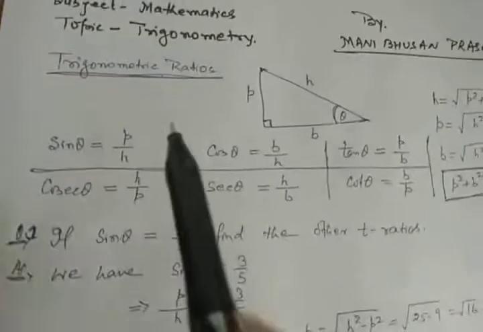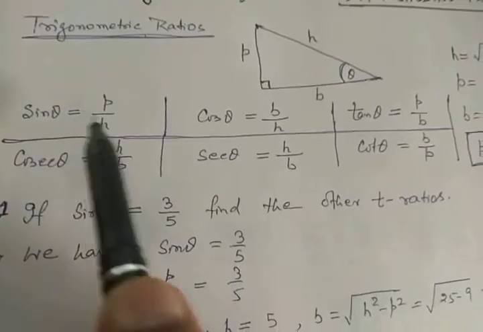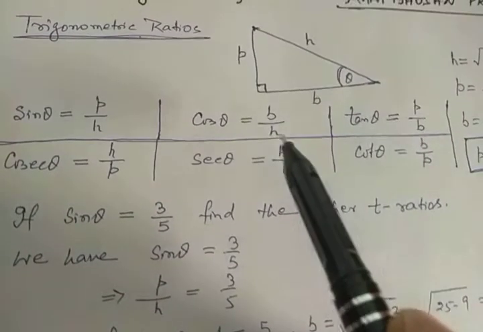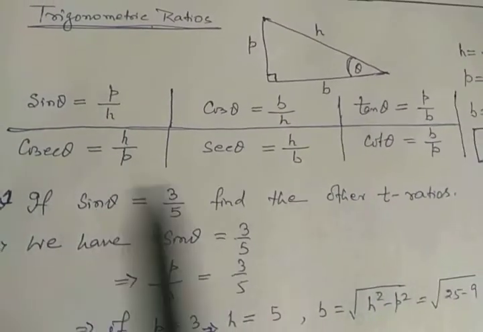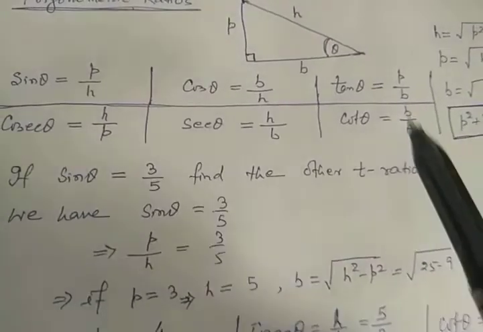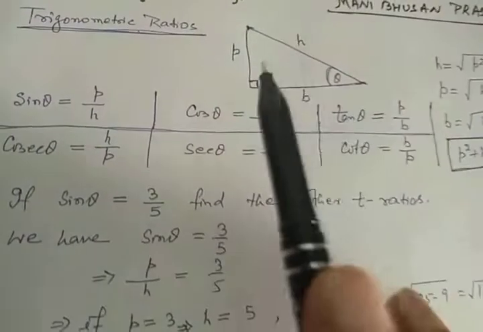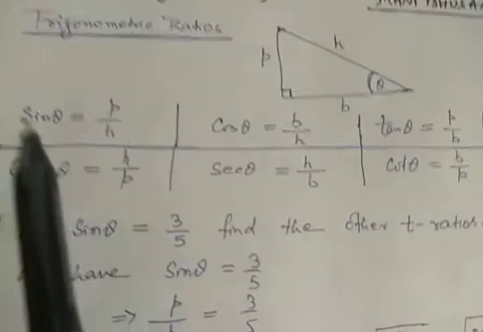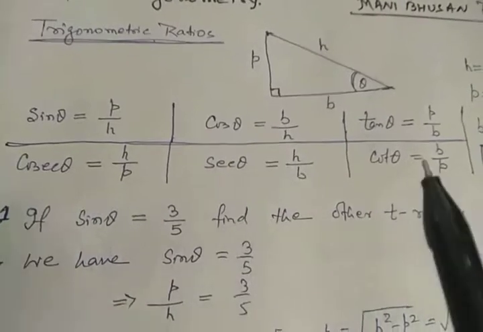Now we define the trigonometric ratios. The ratio of perpendicular and hypotenuse is defined as sine of that angle. It is called sine theta. In the same way, cos theta is B by H, tan theta is P by B, cosec theta is H by P, sec theta is H by B, whereas cot theta is B by P. So there are 6 possible ratios out of these 3 sides P, B and H. What are they? Sin theta, cos theta, tan theta, cosec theta, sec theta and cot theta.